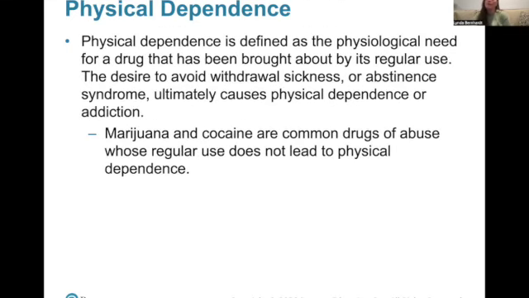Physical dependence. Note here, it tells you right away, marijuana, cocaine, common drugs of abuse, regular use does not lead to physical dependence. I just told you that it does psychological dependence. Physical dependence is where the particular drug has actually activated certain parts in your brain and your body to where it now needs it to function. I could tell you the different parts of the brain if you care. A lot of it has to do with the reward center. So sometimes when the drug is not there, they just don't feel anything's worth it, and every ounce of them just wants that back.